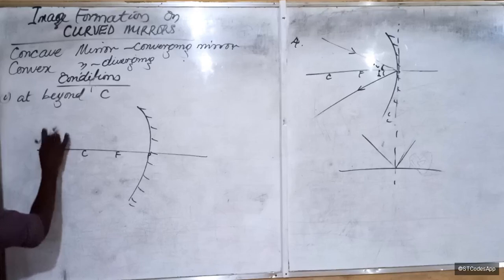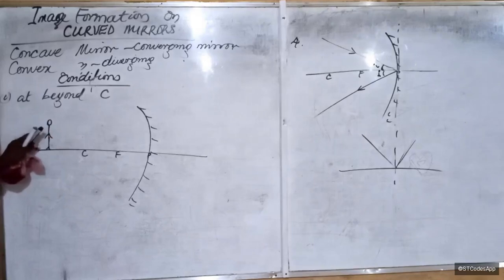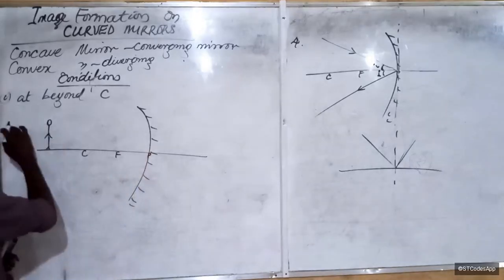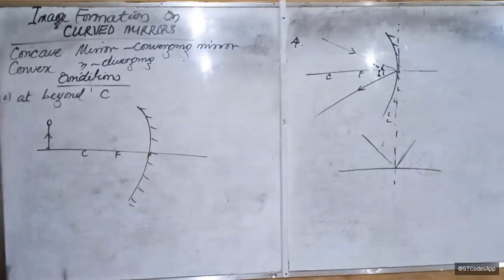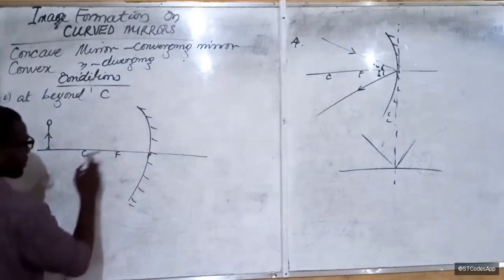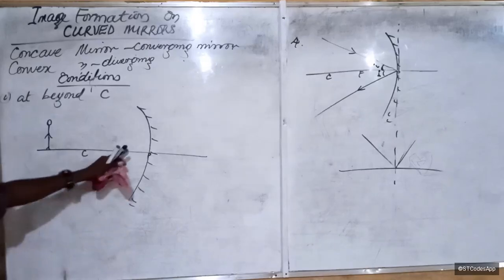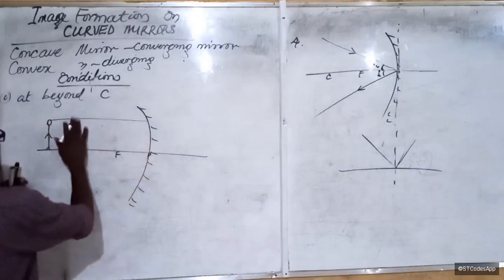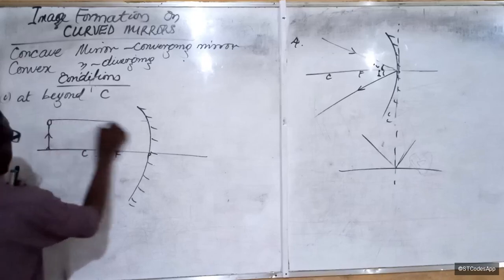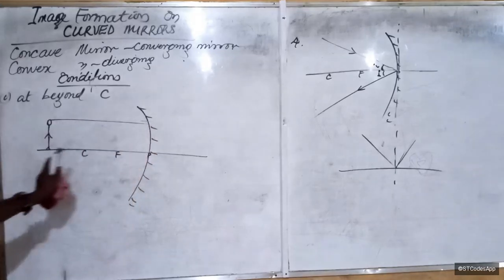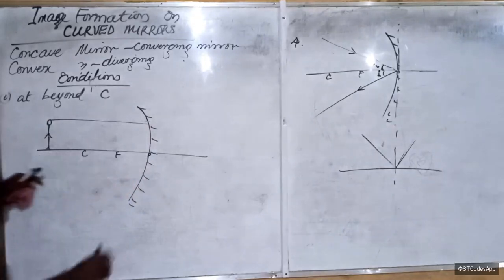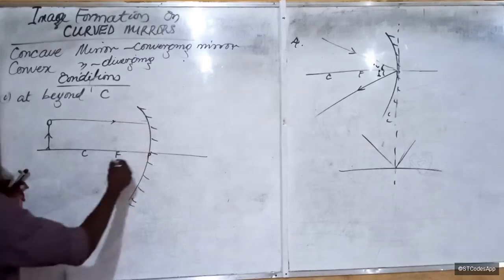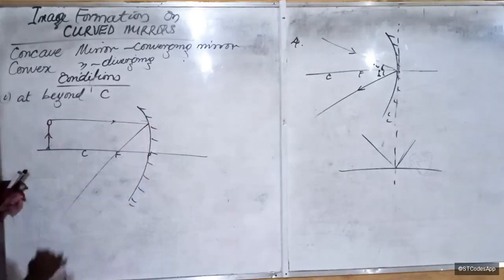Now you place your object at beyond C. So the first condition is the condition where we have our object at beyond C. We can use any of the rules. Let's use the first rule that says a ray of light that is incident on this is going to be, by the time it is reflected, passing through the focus. Now my line is not so straight, but you are going to be using a ruler. Try as much as possible to make sure it's parallel to this. Then by the time you make it reflect, it's going to reflect through the focus this way.